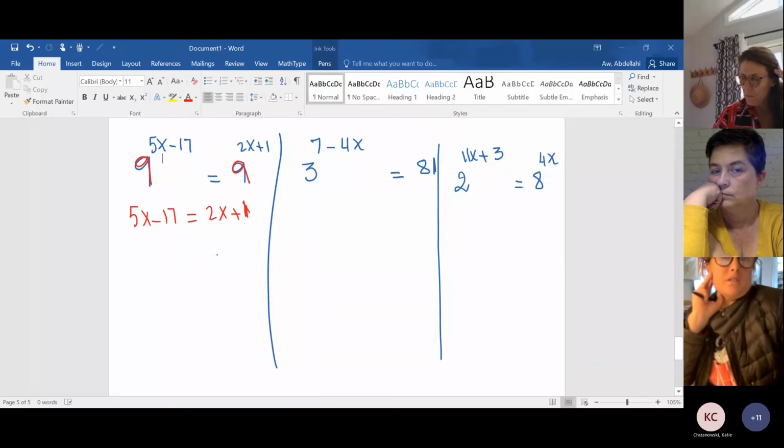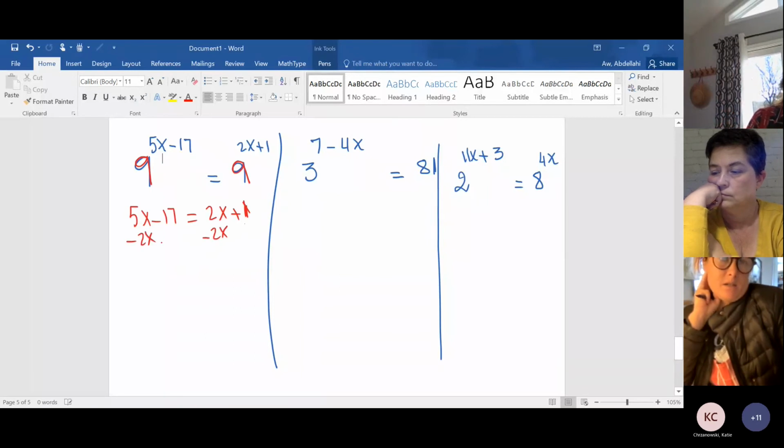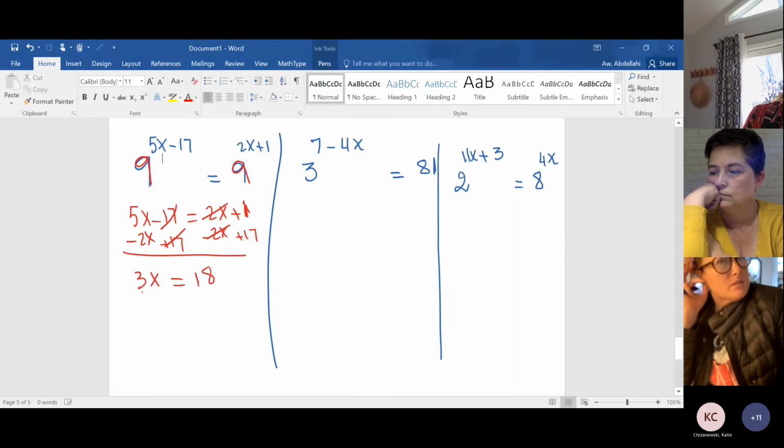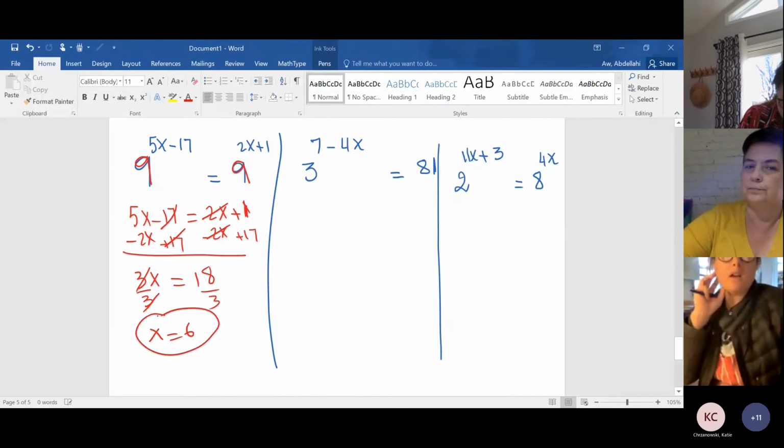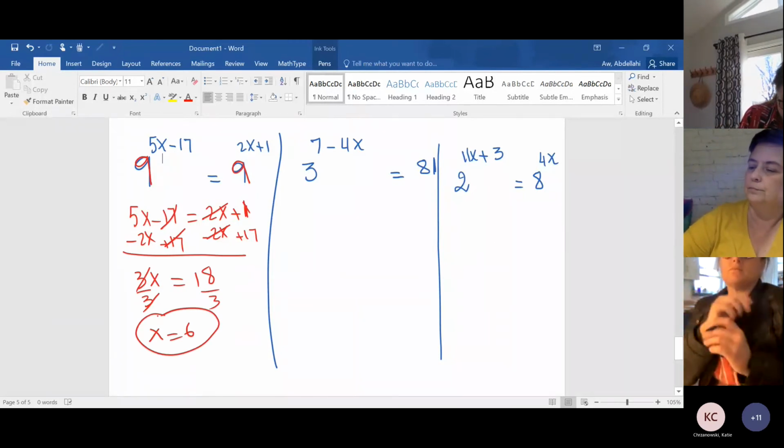Tell me, what are the steps you took to solve this? I'm going to bring 2x over to the 5x, so minus 2x on both sides. And then I'm also going to bring over the 17 to the other side, so plus 17 on both sides. So we get 3x equals 18. Divide by 3 on both sides to get the x by itself. x equals 6. Thank you. That's it. Okay, the second one.